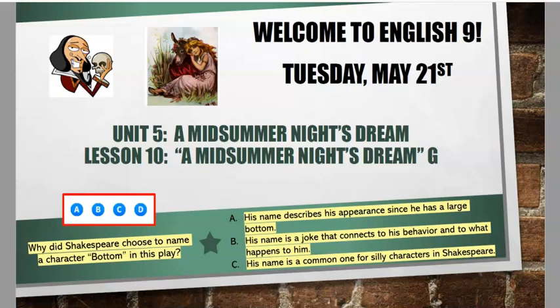All right, if you said B, oops, you are correct. Okay, why did Shakespeare choose to name a character Bottom in this play? His name is a joke that connects to his behavior and what happens to him.